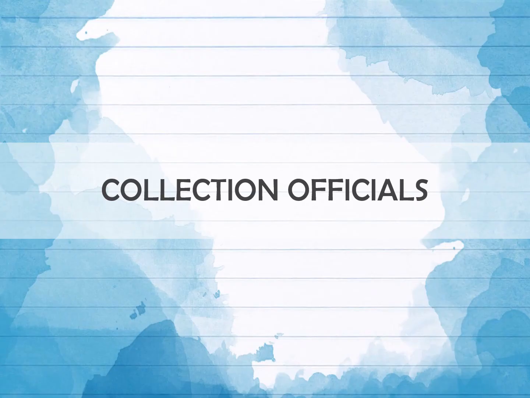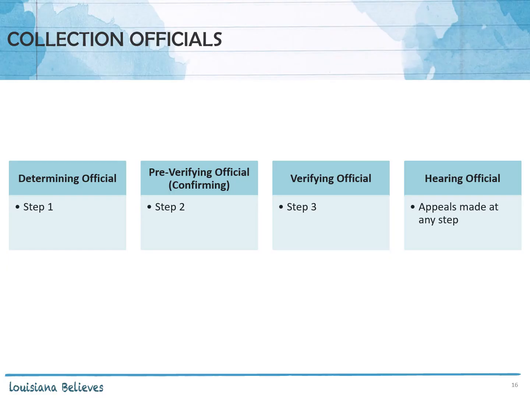Collection officials are a group of individuals who are responsible for the processing of free and reduced price meal applications, the verification process, and any appeals that occur throughout any of these processes. There are 4 types of collection officials. There is the 1, determining official, 2, the pre-verifying official, otherwise known as the confirming official, number 3, the verifying official, and number 4, the hearing official. Let's discuss the duties of each of these officials.